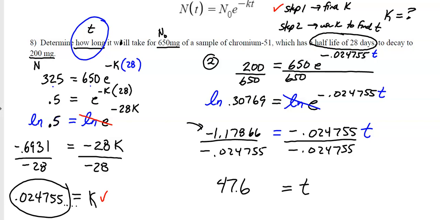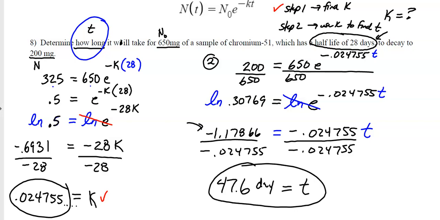And what were we talking about? We were talking about days, all right? We had half of it in 28 days. So it looks like we're going to get down to the 200, because that's more than half. If you start at 650 and you go down to 200, 47.6 days is how long it takes to get to 200.